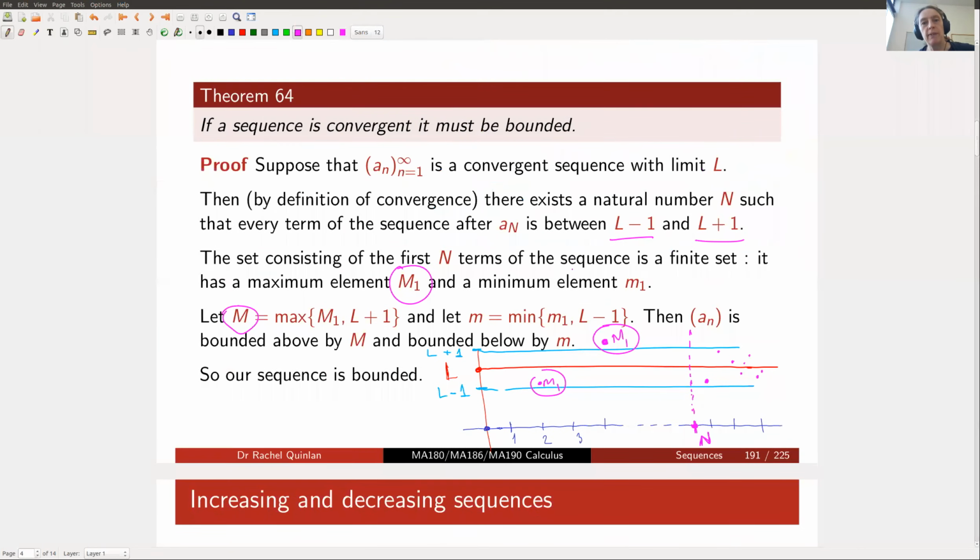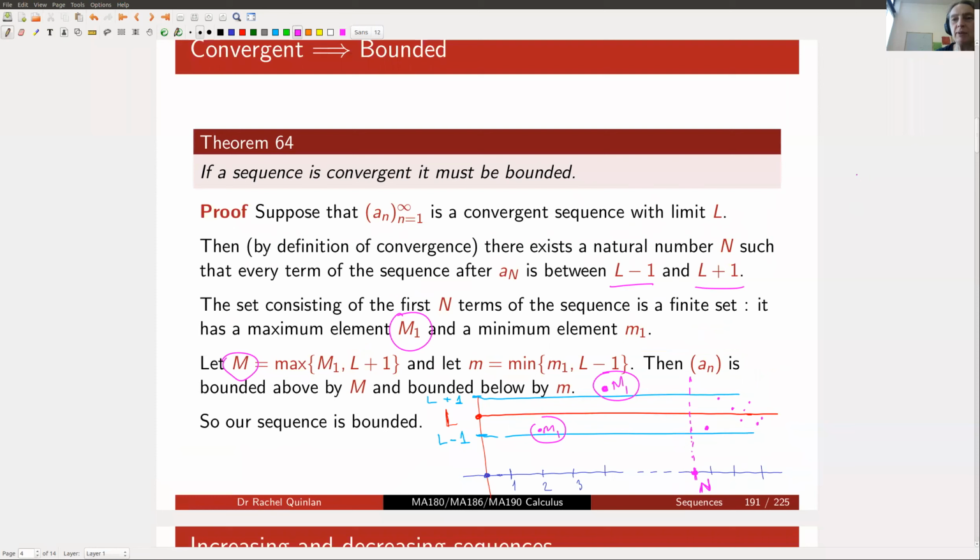It is not true that every bounded sequence is convergent. I guess that might not be obvious at the beginning when you think about it, but it's not hard to write down examples of sequences that are bounded but not convergent. So for example, if you take the sequence whose terms just alternate between 0 and 1, 0, 1, 0, 1, 0, 1, that sequence is certainly bounded. It only has two distinct terms.